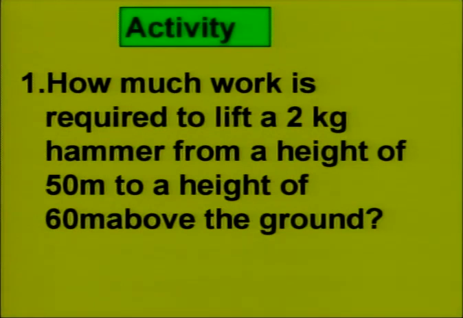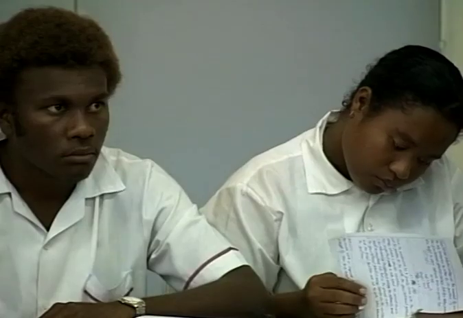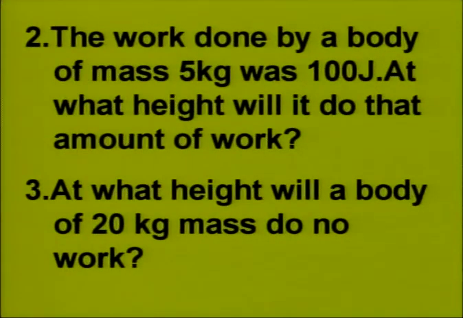Question 2. Right here is question 2. For question number 2, you were given only the amount of work that is done by a 5 kilogram body, and at what height will that amount of work be done? And the third question is at what height will a body of 20 kilogram mass do no work?